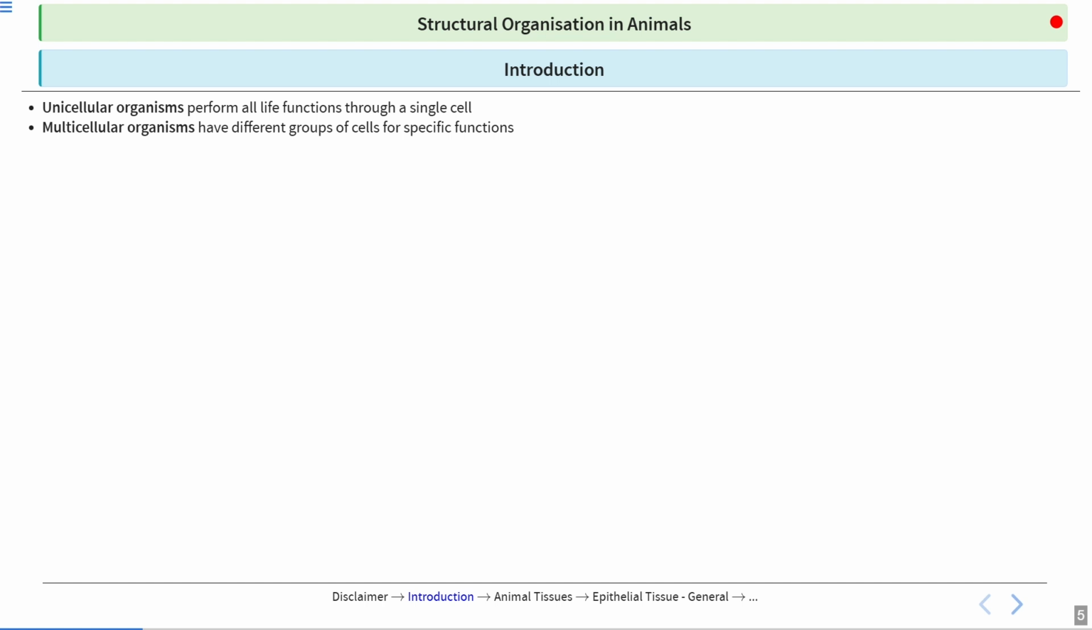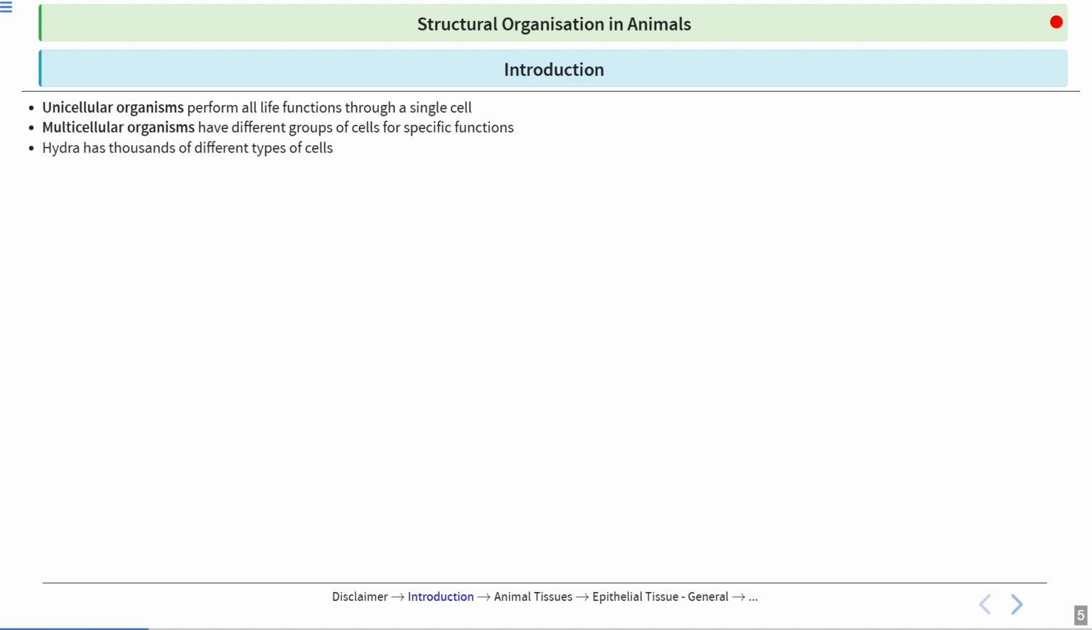Multicellular organisms have different groups of cells for specific functions. So, what is the difference between unicellular and multicellular organisms? In the case of multicellular, there will be different groups of cells, and each group of cells will perform one particular function. And in the unicellular organism, only one cell is there, and inside that one cell, all the functions are performed by that cell only, right? So that is not as specific as we see in the case of multicellular organisms.